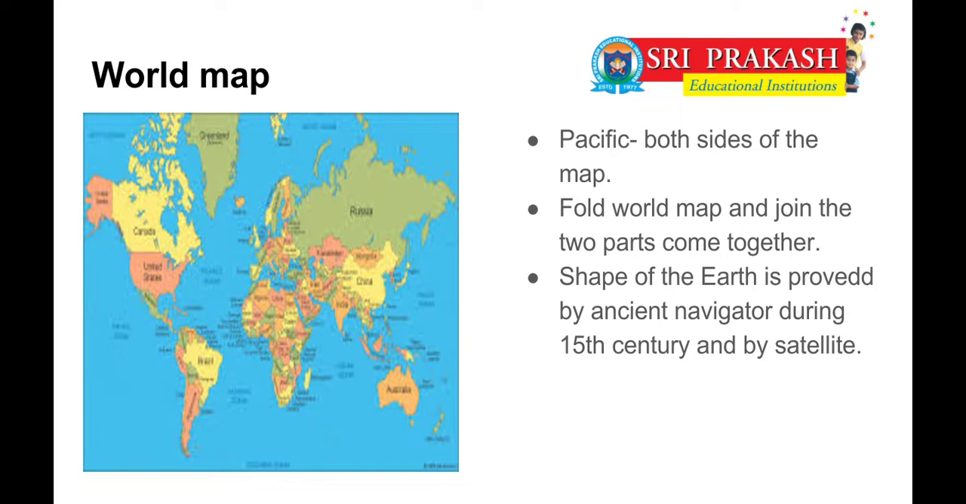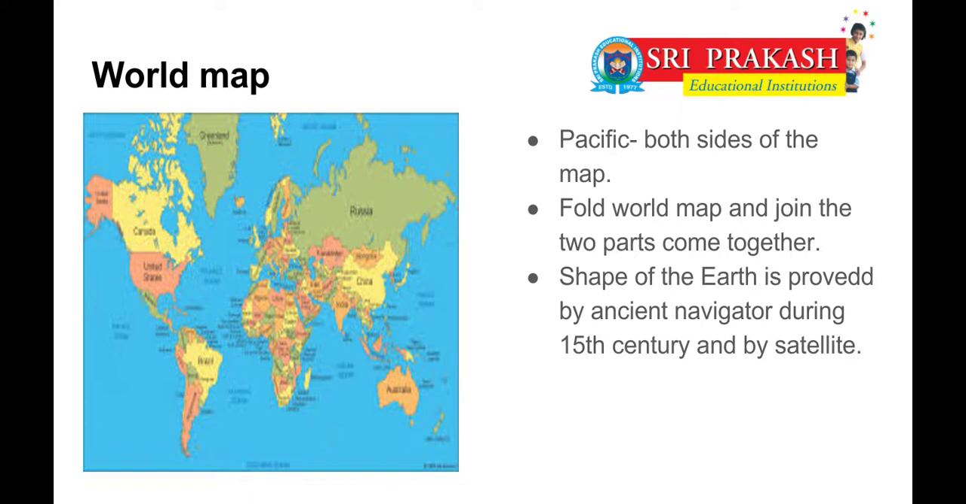Here, if you observe the map, on both sides of the world map, which ocean is represented? Pacific Ocean. Yes, it is represented on both sides, in the east and west directions, children. If you fold the world map and join the two parts together, it is a globe. Fold the world map, then it comes as a globe in round shape. So it is a model of the earth, children. Globe is a model of the earth.